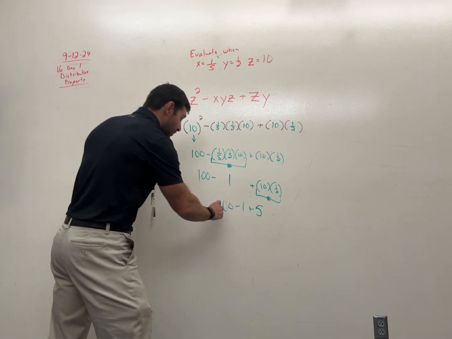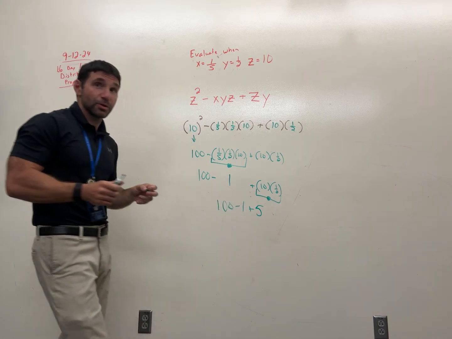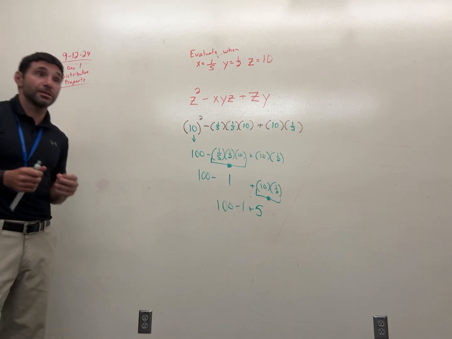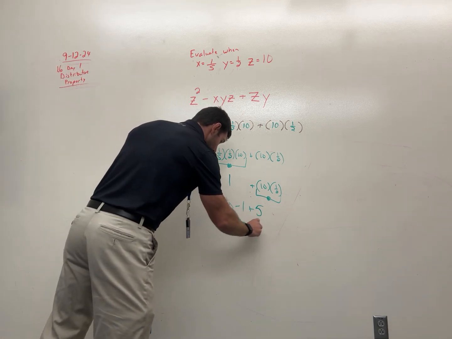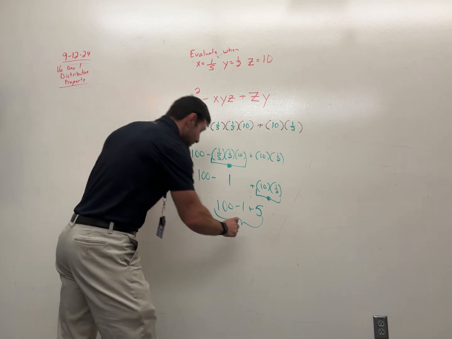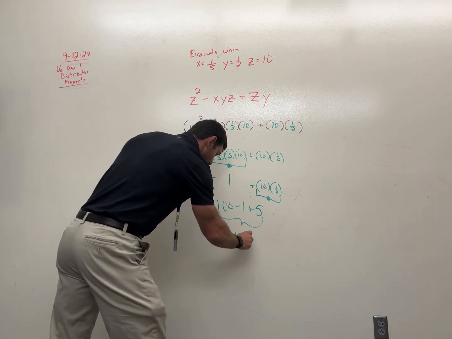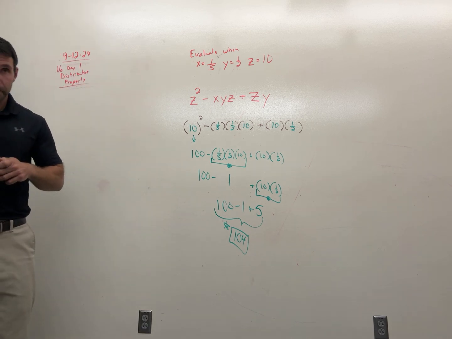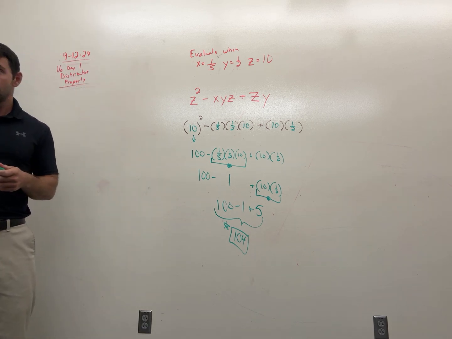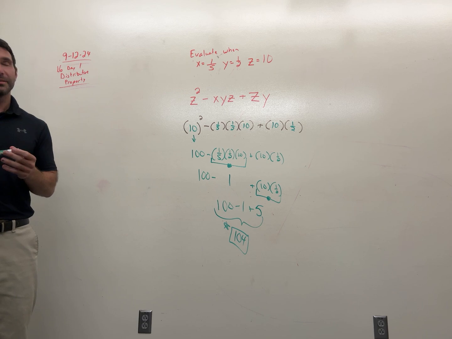Okay, now I can plug this in. When it's just addition and subtraction, listen again, when it's just addition and subtraction, plug it straight into your calculator. So do 100 minus 1 plus 5, and we should end up with 104. Okay, did you get it right, Maris? Or Marissa? Yes.